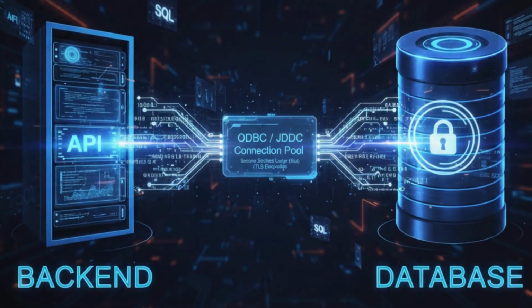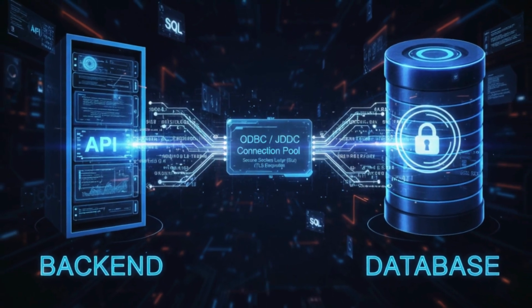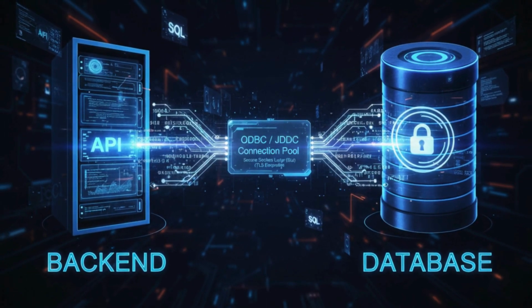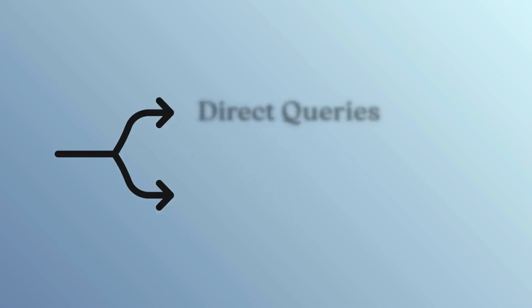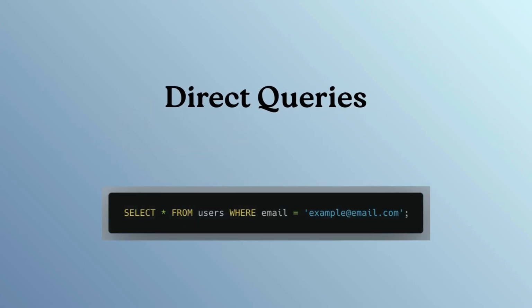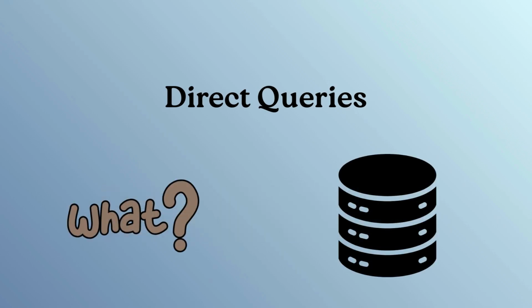Now, let's understand how the backend actually communicates with the database. There are two common ways: direct queries. Developers write SQL commands like this. This directly tells the database what information to fetch.